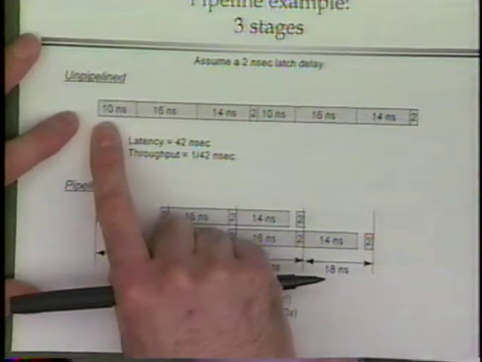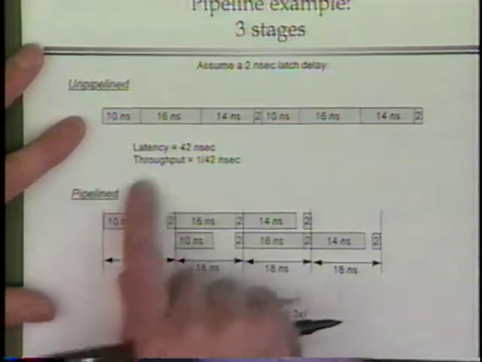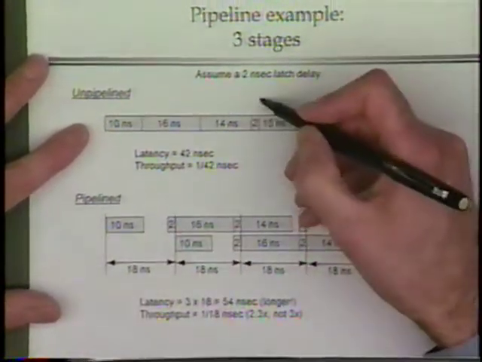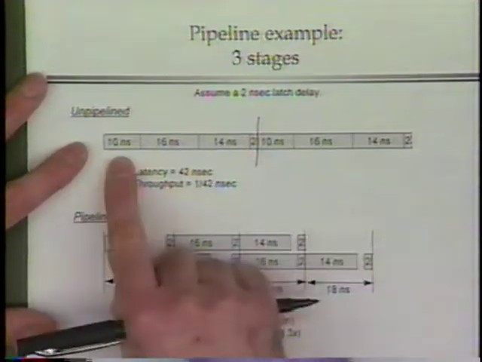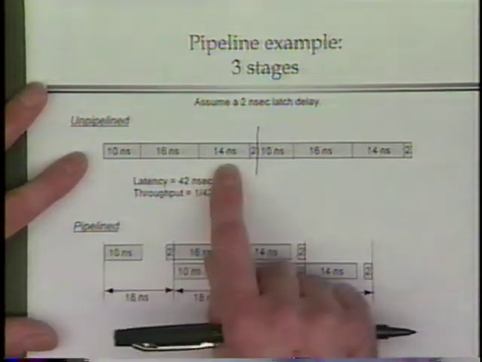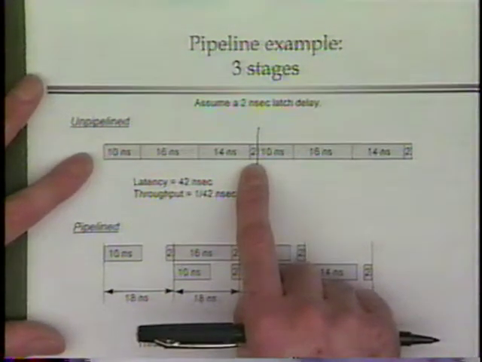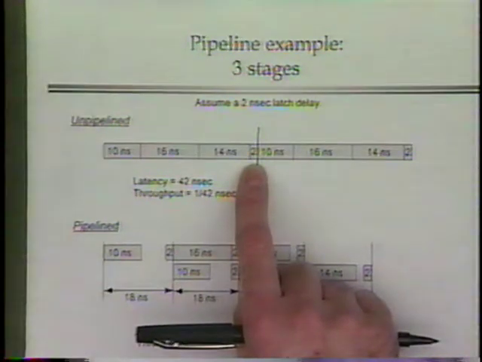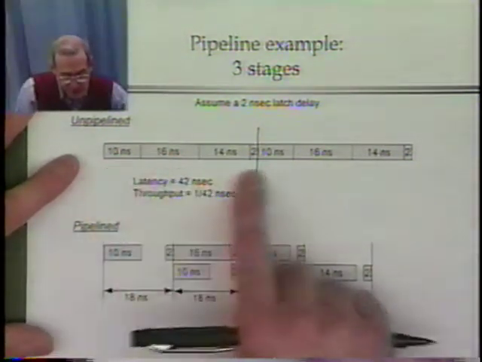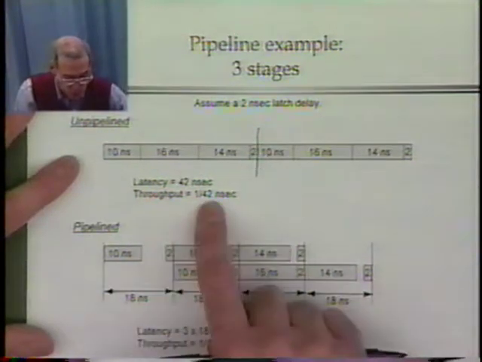Let's first look at an example that shows why assuming identical pipe stages leads to a problem, or how much of a problem it is. Let's assume that we have an unpipelined machine that has a total latency of 42 nanoseconds divided into 3 different parts: a 10 nanosecond part, a 16 nanosecond part, and a 14 nanosecond part. And then the latch overhead at the end for storing results in the register or the memory or the PC is 2 nanoseconds.